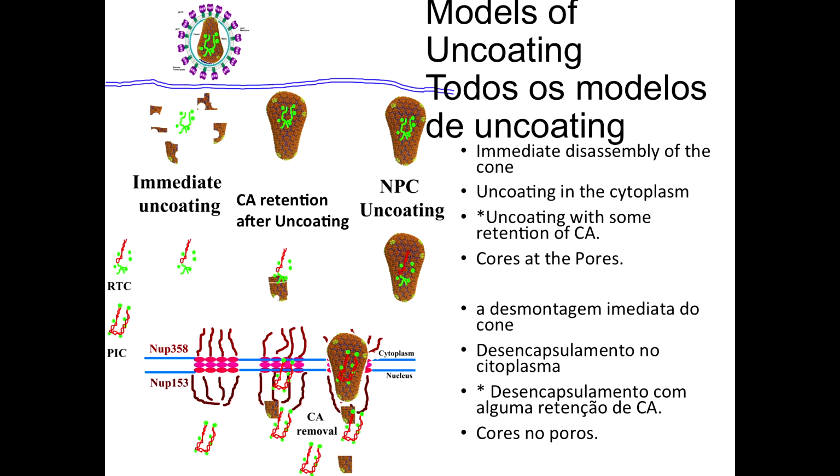And then the other model is what we like to call cores at the pores, the idea that this core moves all the way to the nuclear pore, docks there, finishes up reverse transcribing, and then lets the genome go into the nucleus. And this is a favorite of many because of a variety of reasons. Some people would say, well, things like reverse transcriptase could float away if it wasn't inside of a bag.